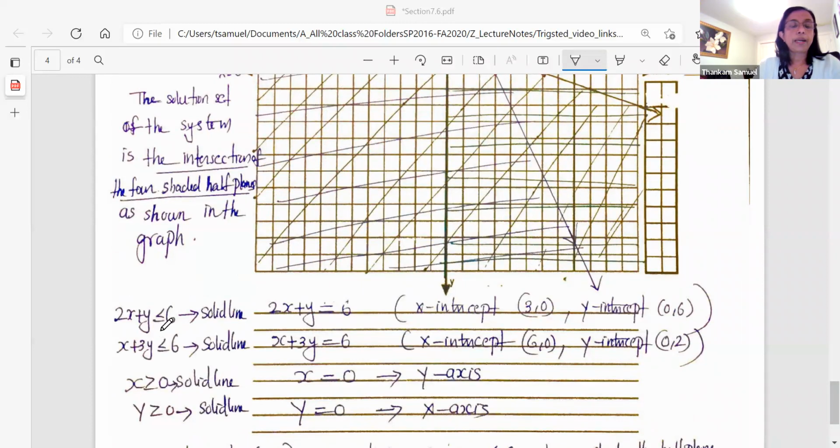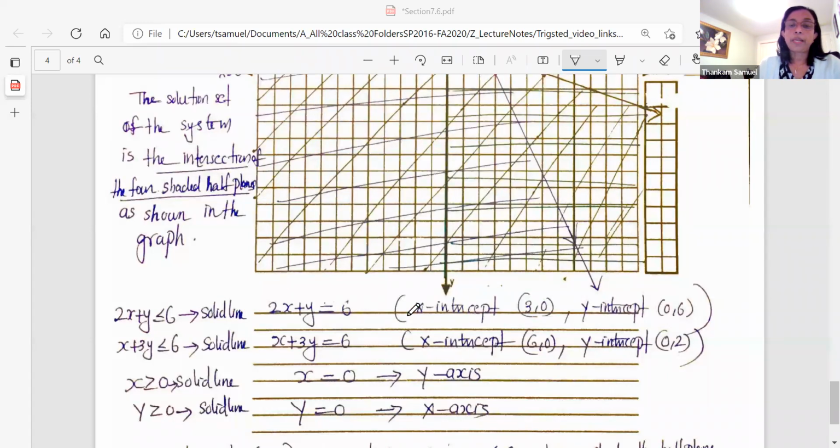This inequality contains an equal sign, so the graph would be a solid line. To graph this inequality, replace the inequality sign by an equal sign. So 2x plus y equals 6. It is a linear equation in two variables. The graph is a line. To graph this equation, we can use the method of considering the x-intercept and the y-intercept. There are different methods to graph a linear equation. This is one of the methods.